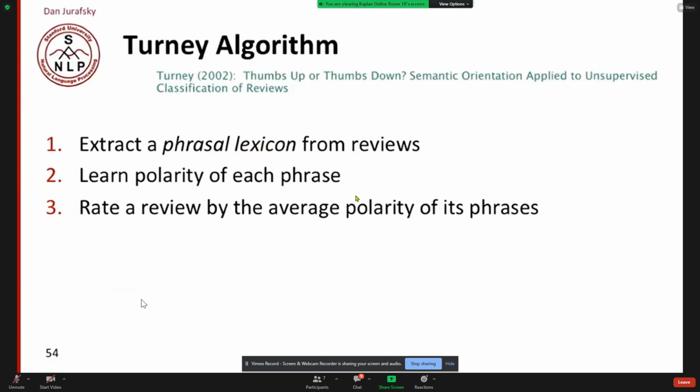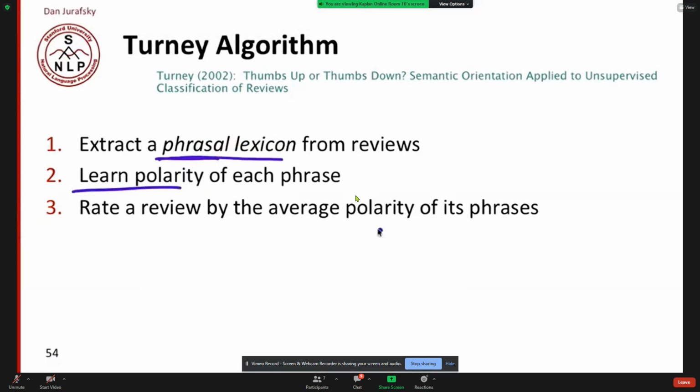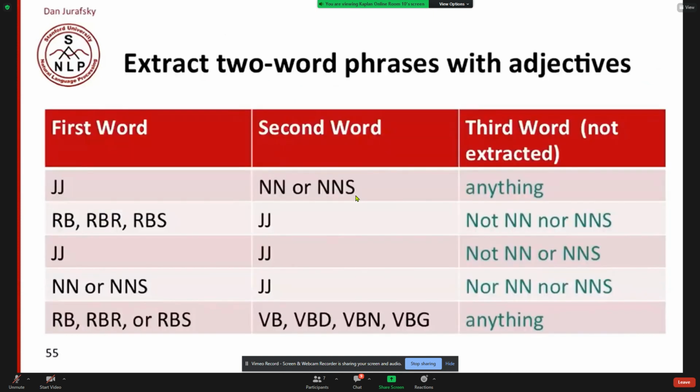So while the Hatzivassiloglou and McKeown algorithm automatically finds the sentiment or the polarity of individual words, it doesn't do well with phrases, and we'd often like to get phrases as well as words. So the Turney algorithm is another way to bootstrap a lexicon in a semi-supervised way. What this does is extract a bunch of phrases from reviews, learn the polarity of the phrases, and then take all the phrases that occur in a review, take their average polarity, and use that to rate the review.